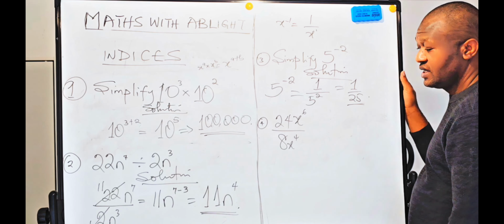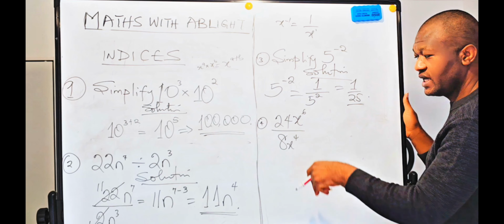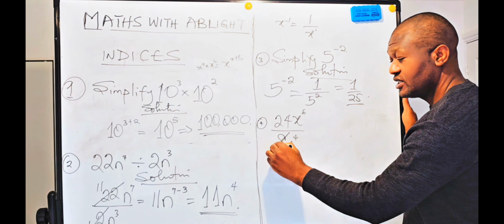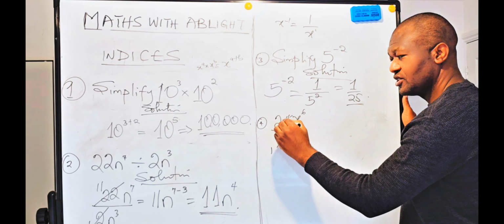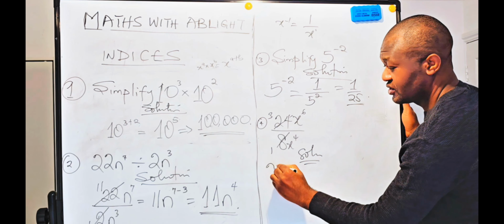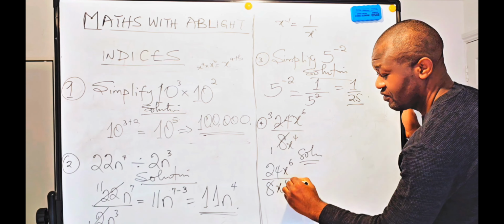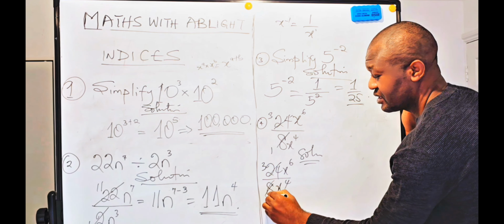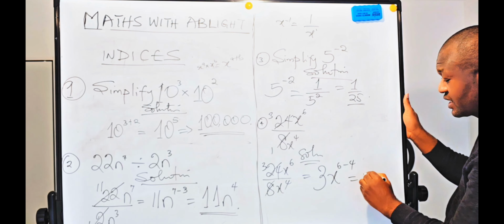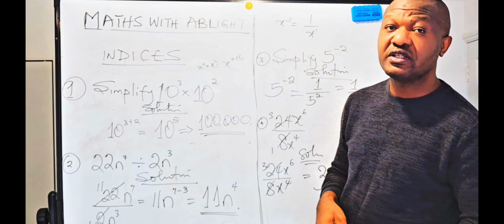Simple enough. Then the next one says 24 divided by 8 with x to power 6 and x to power 4. You just simply cancel. So when you write your solution, all you need to do is to say 24 x to power 6 over 8 x to power 4. When you cancel, you have 3. You are left with 3x to power 6 minus 4, and that is 3x to power 2. And that is your answer, even in Lagos.